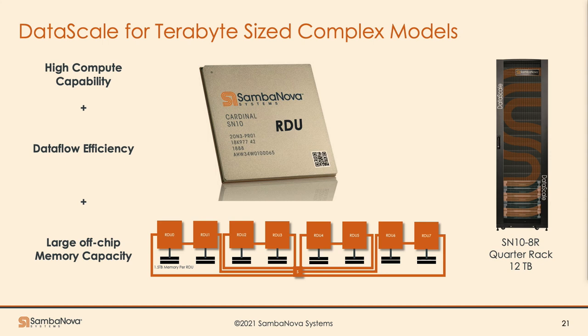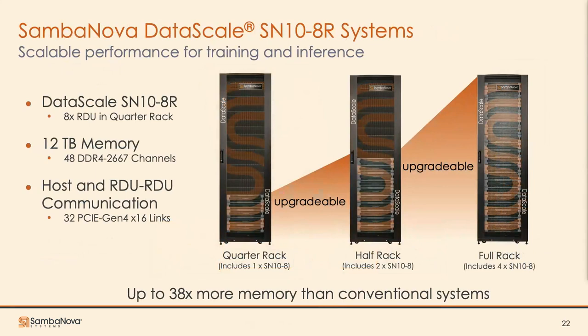And these RDU chips then are connected together using PCI interfaces for a high bandwidth connection to provide an 8 RDU system, which fits in a quarter of a rack and has support for 12 terabytes of memory. We can build larger systems, so that's a quarter rack. We can build a half rack with 16 RDUs, and a full rack with 32 RDUs, which has 48 terabytes of memory. And this is 38 times more than conventional GPU systems, which of course are limited to off-chip HBM.